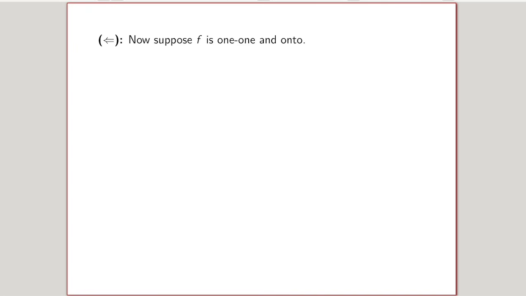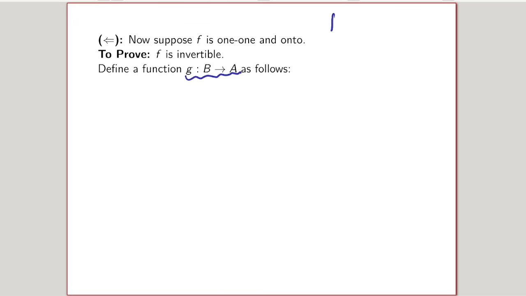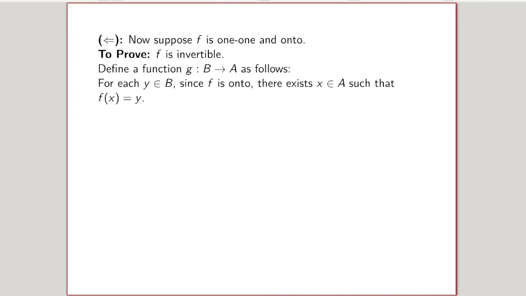For the other part, we are going to assume F is 1, 1 and onto and we have to prove F is invertible. So first, we are going to define a function G from B to A, because F from A to B is an onto map. Since it is an onto map, I can define a map from B to A, the map G, as follows.